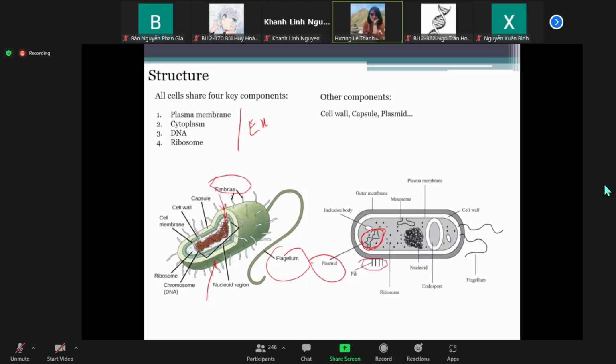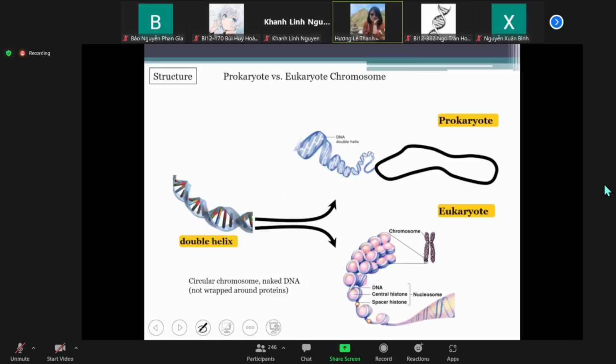First, about the DNA, or the genetic material. They are both DNA, but they are different. They are both double helix DNA, so sometimes we call them DNA double strand. But for the prokaryotes, they are naked. It means they do not wrap around the protein histones, and they are in the form of circles. While in eukaryotes, they are linear, and not naked, because they wrap around proteins. Remember the histone proteins?